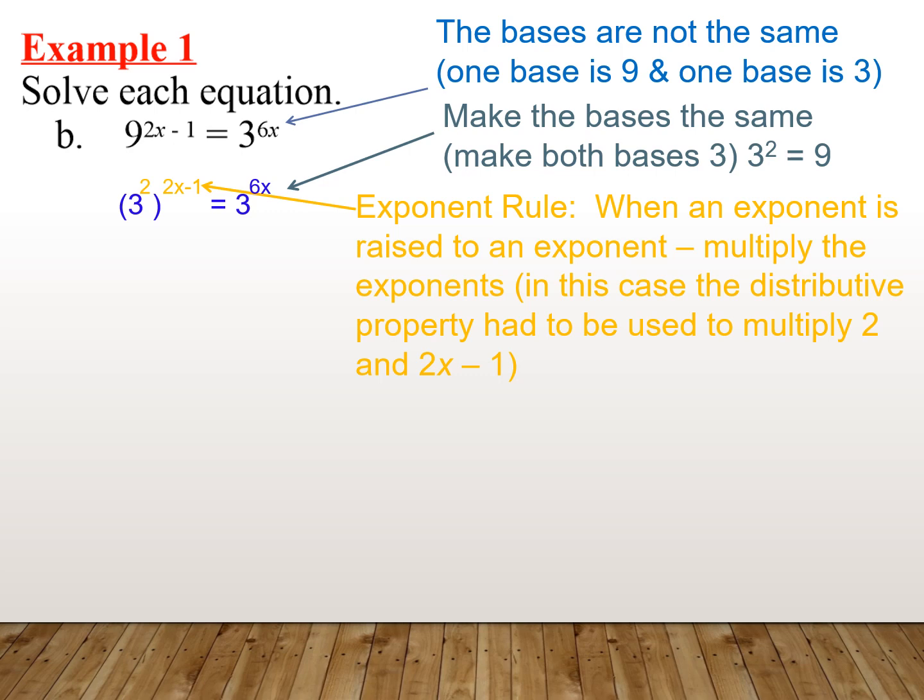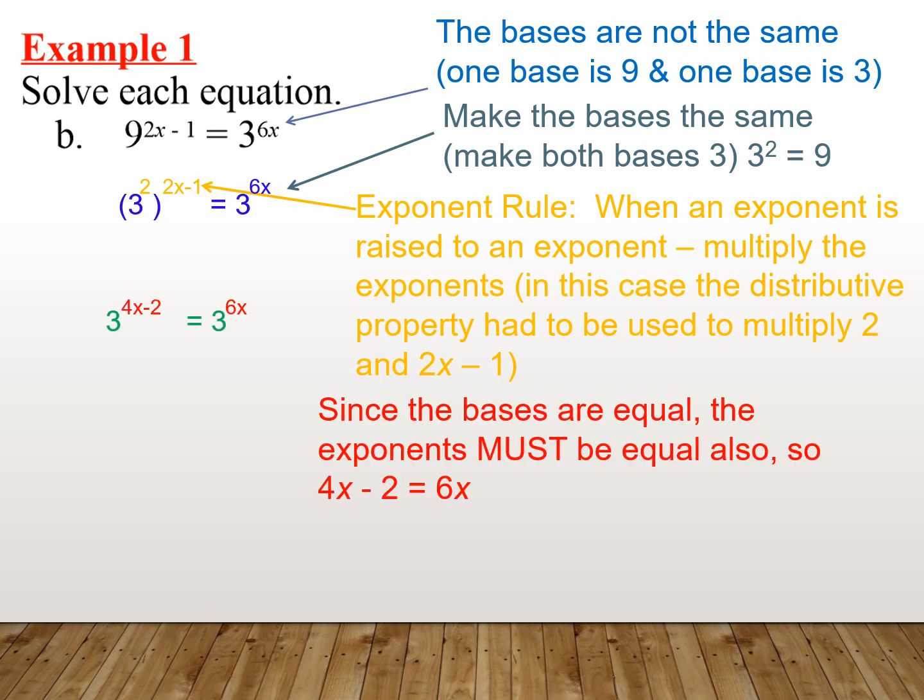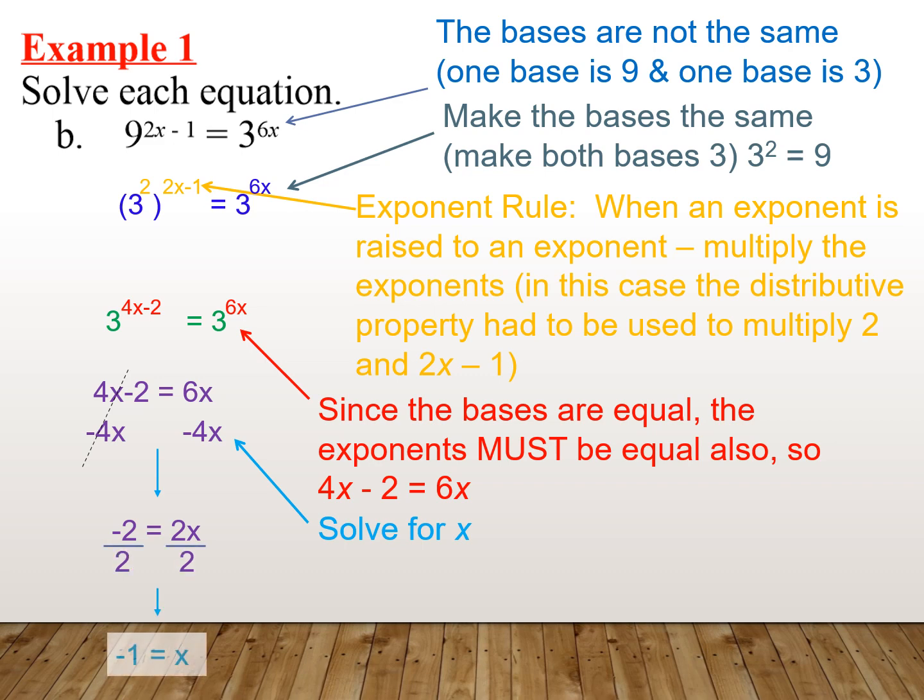And due to the exponent rule, which is when an exponent is raised to another exponent, we multiply them using the distributive property. Because of that, we get 3 to the power of 4x minus 2 equal to 3 to the power of 6x. Since the bases are the same, the exponents must be the same, so we solve for x. We subtract 4x from both sides, which gives us negative 2 equal to 2x. Then we divide both sides by 2, which gives us negative 1 equal to x.